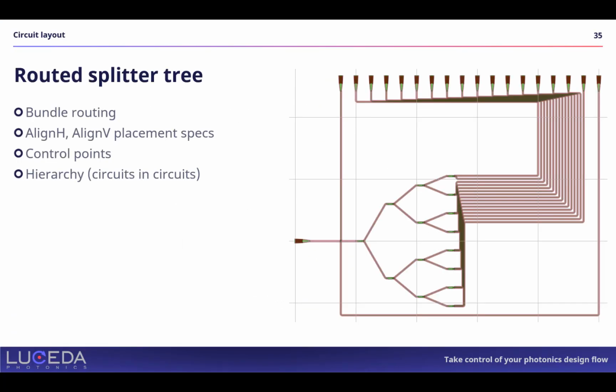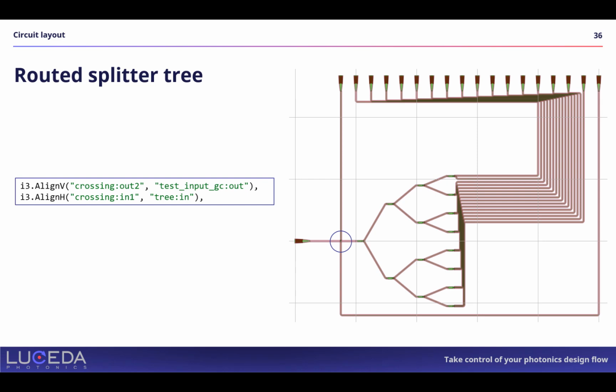Using the parametric splitter tree, we can now create a more complicated circuit using bundle routing and control points, as well as some alignment options. To reuse the splitter tree circuit, we first import it from the other script and then rename it to tree. We can use align V and align H to position the crossing in line with existing ports, to reduce the number of bends in the circuit. By providing these specifications to the specs property of i3.circuit, we can constrain the location of the crossing, allowing the placement engine to resolve its coordinates.